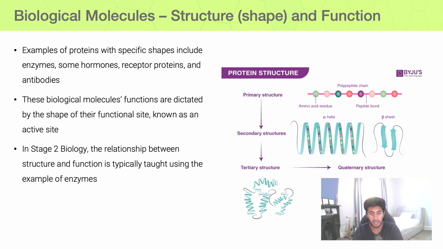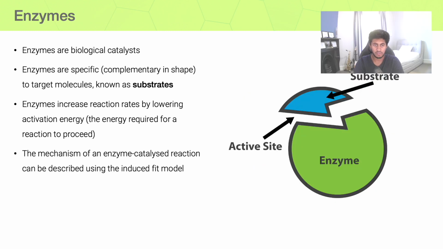And in stage 2 bio, the relationship between the structure and function is typically taught using the example of enzymes, which I'm sure you've heard of a lot of times before. So enzymes are biological catalysts, and they're specific and complementary in shape to their target molecules known as substrates. The diagram shown here is a really common diagram, drawing these enzymes as circles and the substrate as this other pointy shape there. You'll see this a lot of times, and you'll understand it the more you see it.